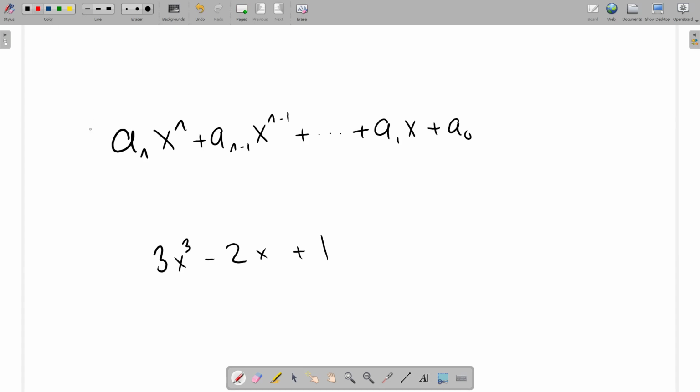The first piece that I want to identify is called the leading coefficient. A coefficient, recall, is a number that is in front of a variable. So this a sub n is in front of this variable x to the power of n. This a sub n minus 1 is in front of the variable x to the power of n minus 1. A sub 1 is in front of x. And a sub naught is just by itself. So all of these are coefficients. The one that is out in front is the leading coefficient.